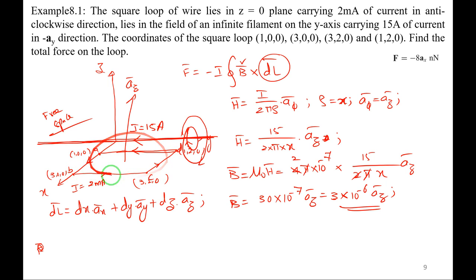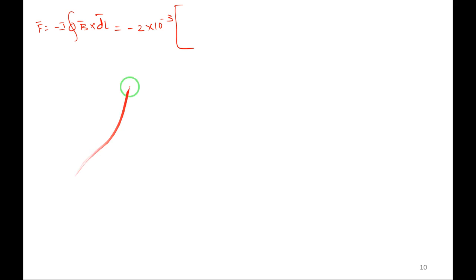So that it will be integration along the entire closed path, right? So along this closed path, what is dl we have to find out. So from A to B, let me write it, AB plus BC plus CD plus DA, B cross dl.